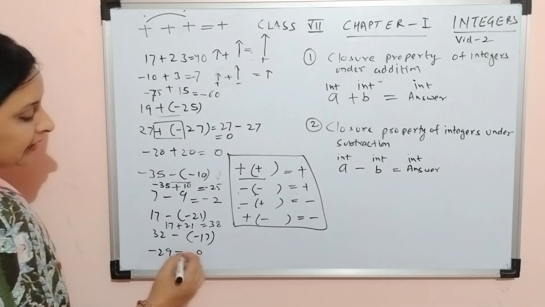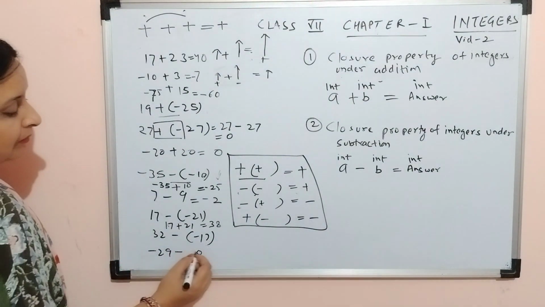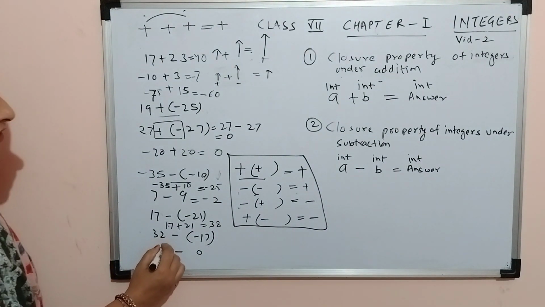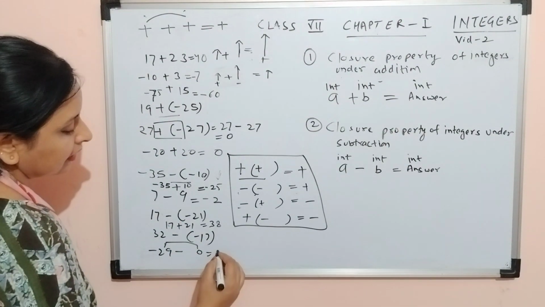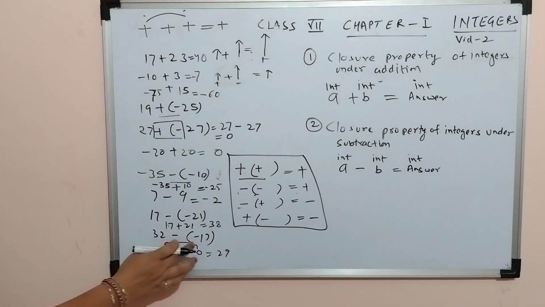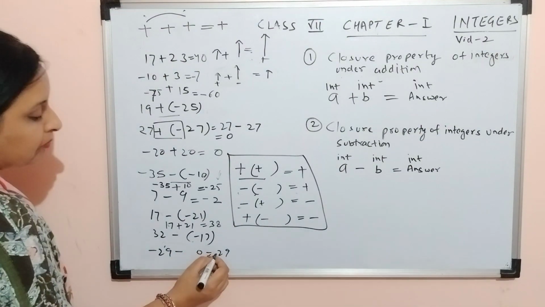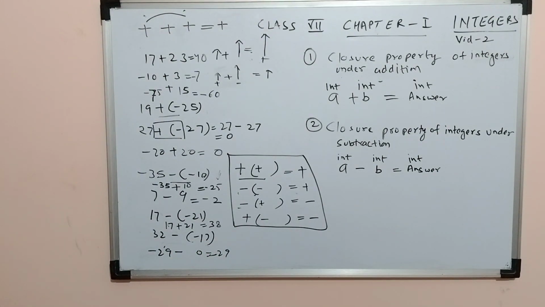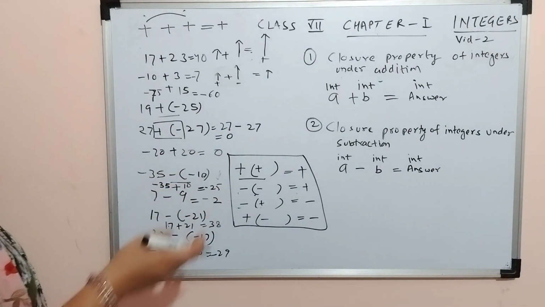Again 29 and 0, both negative. The addition will happen, 29 plus 0 is 29, and both are negative, so minus 29 will come here.